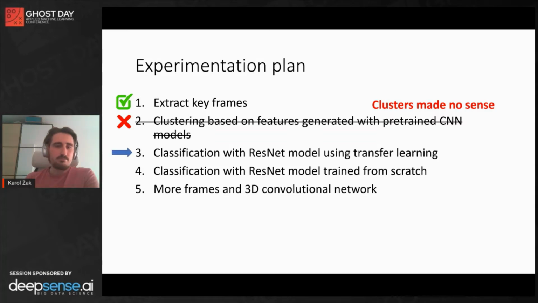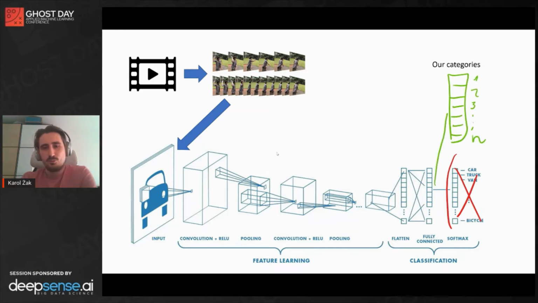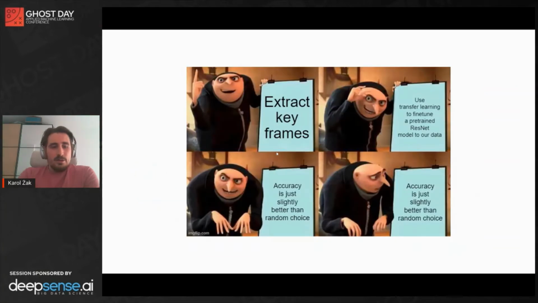We thought, okay, maybe it was just the pre-trained network, not fine-tuned for our data. So let's try to build a classifier using the same network, but let's fine-tune it using transfer learning on our data, on our problem. Maybe it will perform better. So we used a similar approach, but this time we didn't cut off the full head. We basically changed the head of the network to recognize our categories, and we trained the model like that. And I think this deserves a meme.